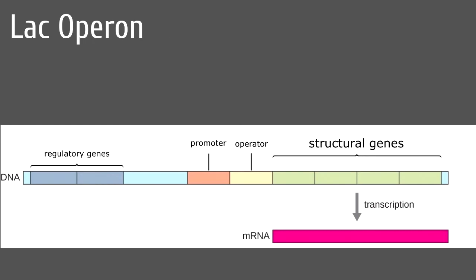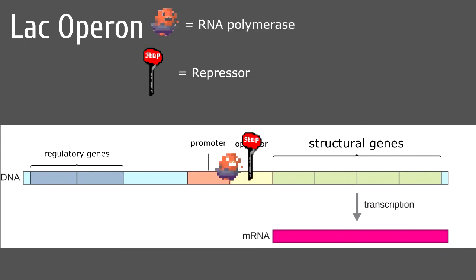The LAC operon contains a 5th area as well, the catabolite activator protein binding site, also known as the CAP site. Proteins can bind here to increase the rate of transcription, acting as activators in the operon. When lactose is not present in the cell, the repressor is naturally bound to the operator, blocking RNA polymerase's transcription. No enzyme is produced in this case.